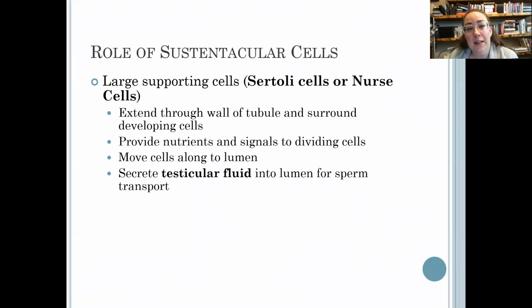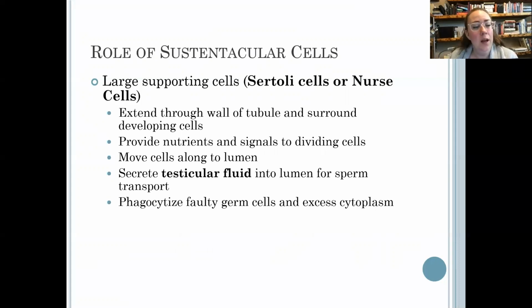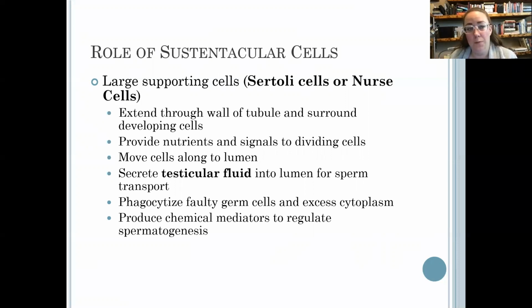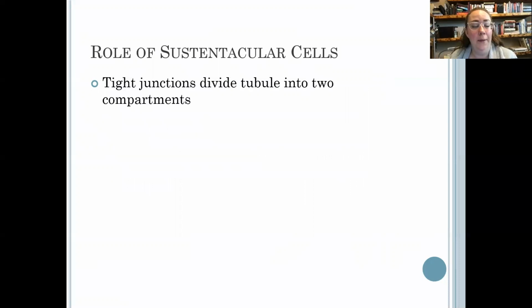They also secrete the testicular fluid that is in the lumen that's going to help with sperm transport. And if there's any kind of wrong division that happens, or maybe too much cytoplasm, they also get rid of that as well. They get rid of non-functional cells. They just kind of clean up the area. And they produce chemical mediators to regulate spermatogenesis. And we'll talk more about that in just a little bit.